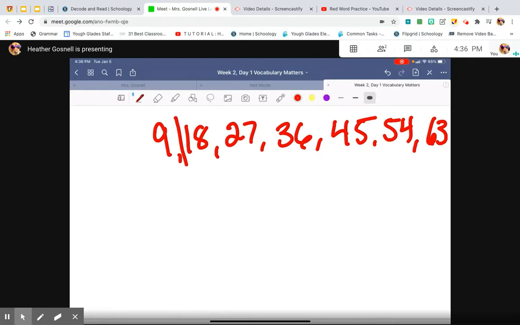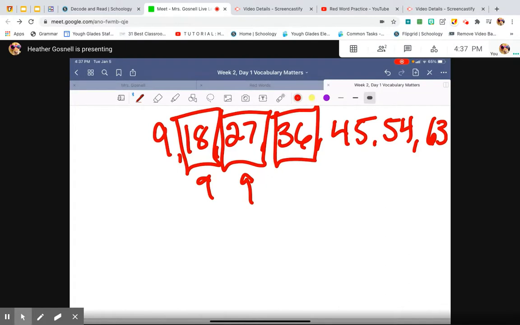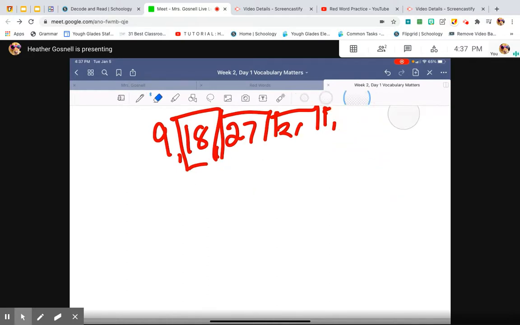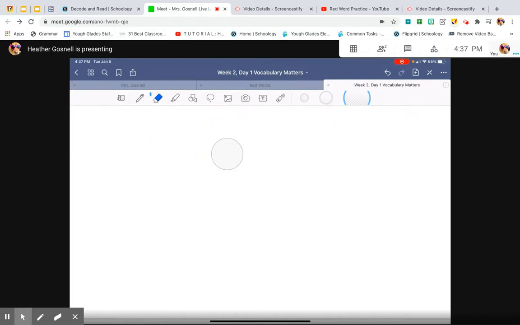1 plus 8, 9. 2 plus 7, 9. 3 plus 6, 9. 4 plus 5, 9. 5 plus 4, 9. 6 plus 3, 9. We know that. That will help us solve our 9s facts.